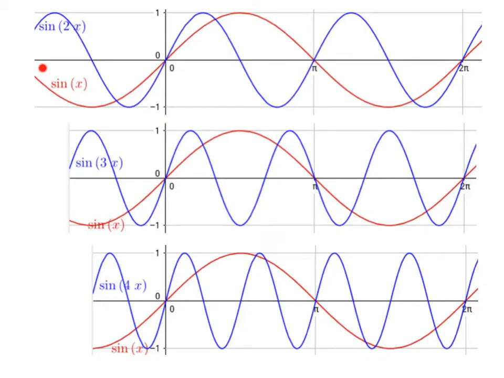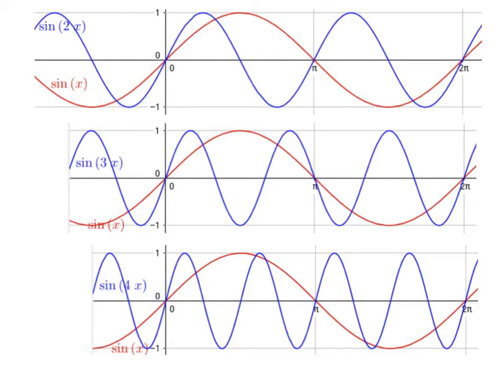So in the top graph, the red curve is y equals sine of x, and the blue curve is y equals sine of 2x. In the second graph, the red curve is y equals sine of x, and the blue curve is y equals sine of 3x. And in the last graph, the red curve again is y equals sine of x, and the blue curve is y equals sine of 4x.